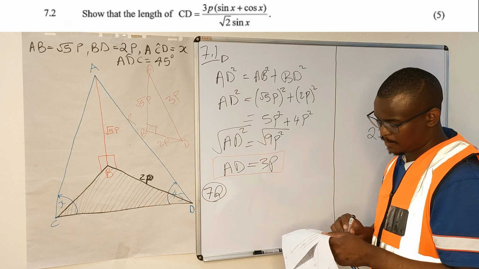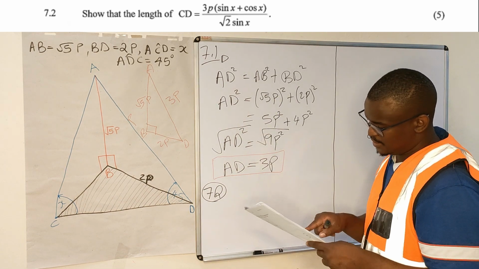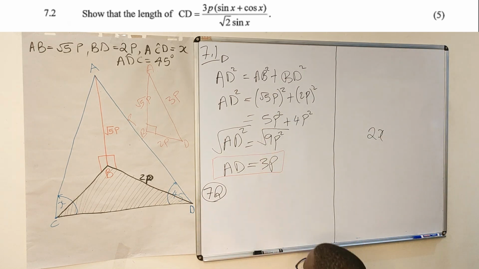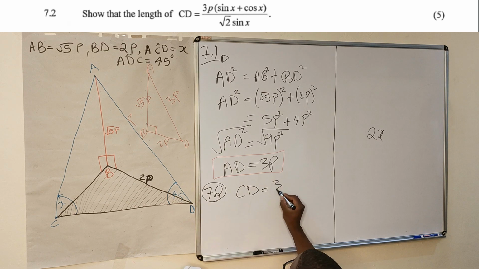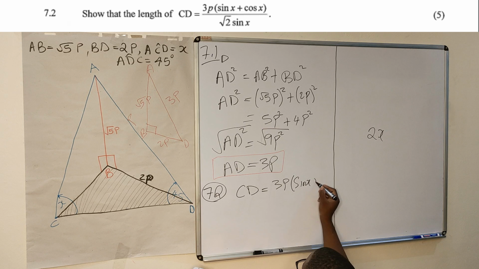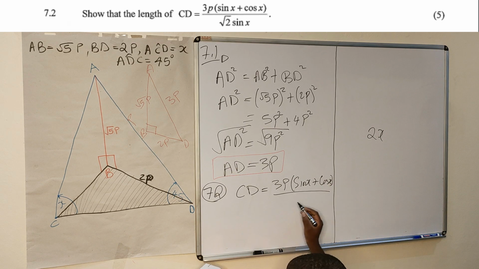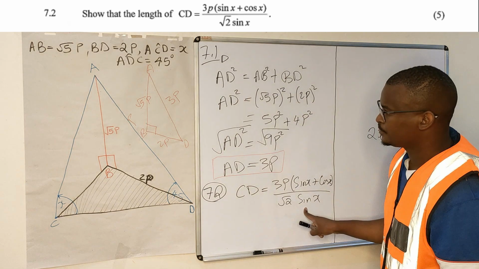So what are they saying? They are saying, show that CD is equal to 3p times (sin x plus cos x) all over root 2 sin x. This is what they want you to show. They want you to show that this length here is equal to this thing here.